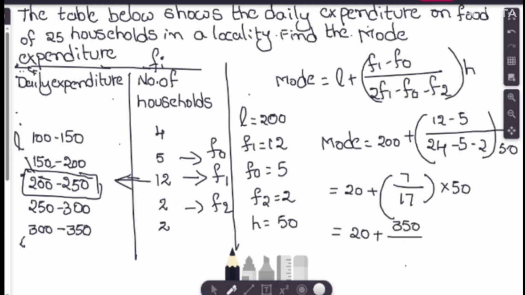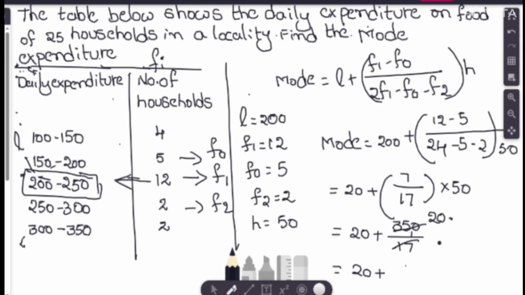350 by 17. 200 plus, you do the simplification like this. 2 17s are 34, 1 here. So what you have to do now? 2, how many times will it go? 0 times. So 20 point, again one more 0 you put. How many times?